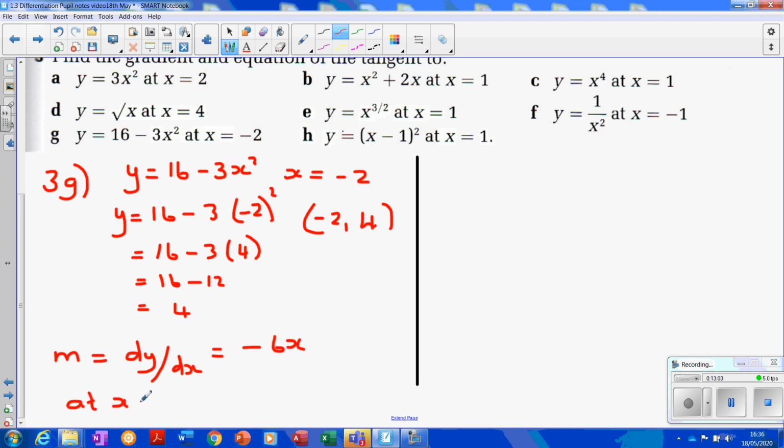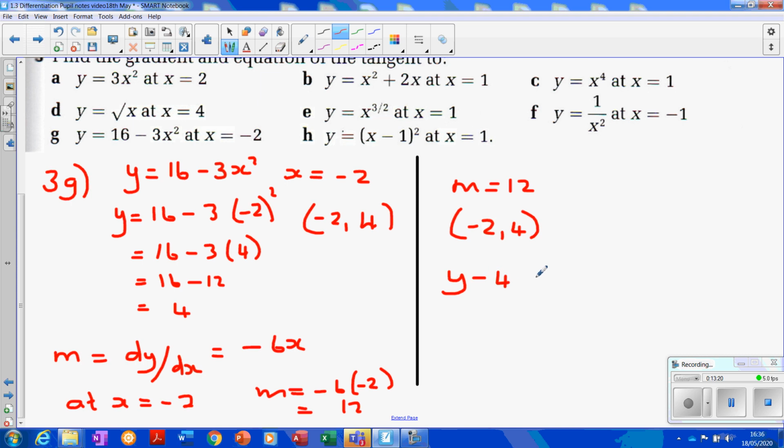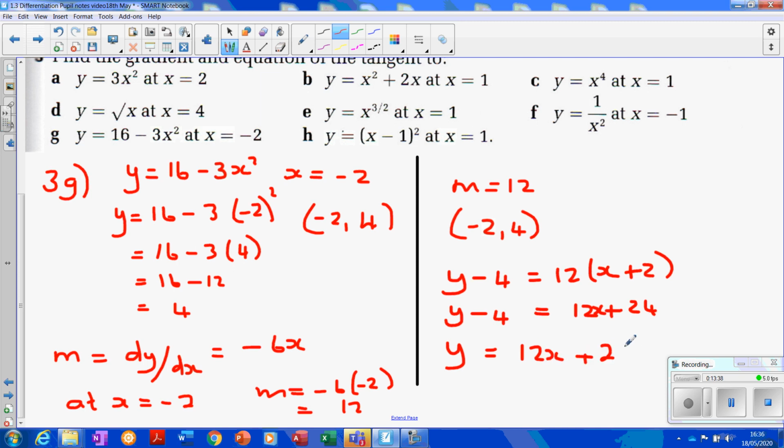Now the gradient at x equal to minus 2, gradient then will be equal to minus 6 times minus 2, which is going to be equal to 12. So gradient equals 12, and the point on the line is the point minus 2, 4. So y minus b, y minus 4, is equal to m times x minus a. Two minuses make a plus. So y minus 4 is equal to 12x plus 24. And we want to add 4 onto both sides. So y is equal to 12x plus 28.